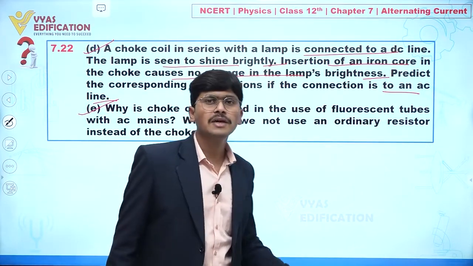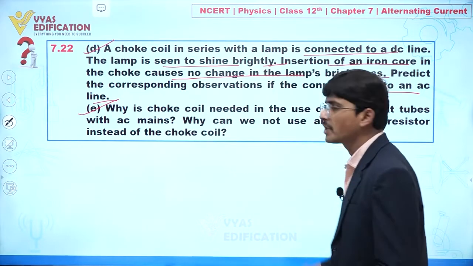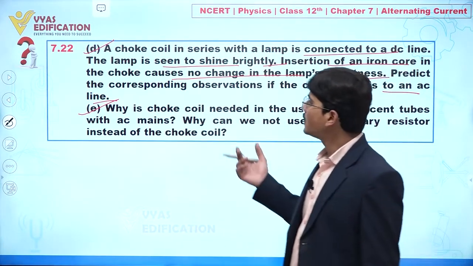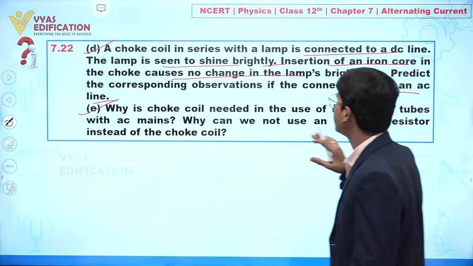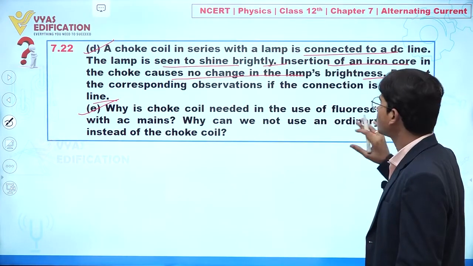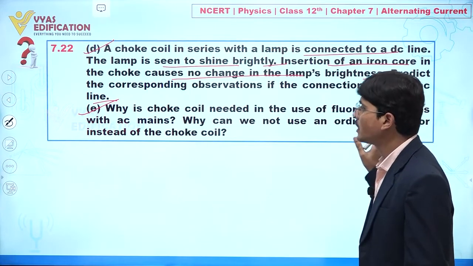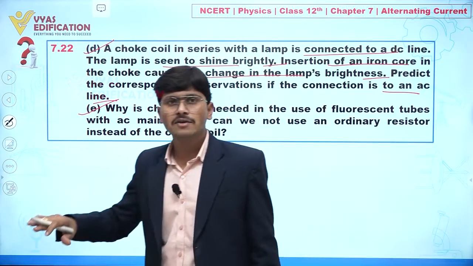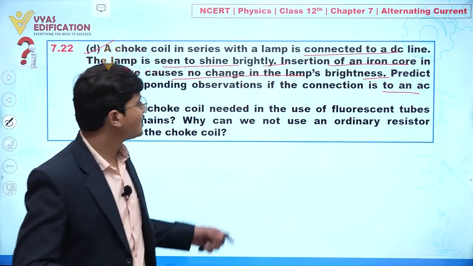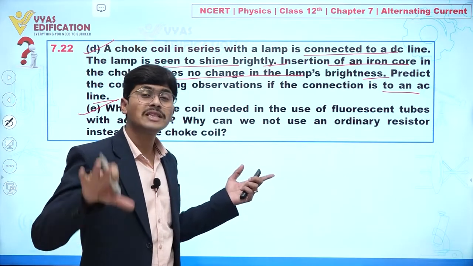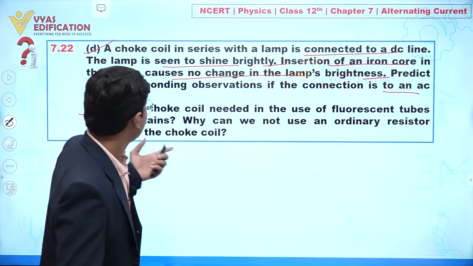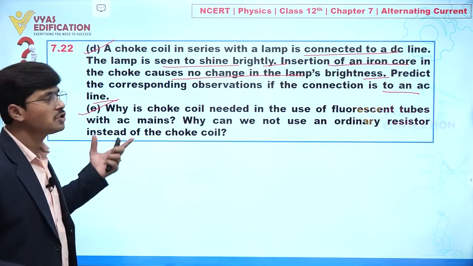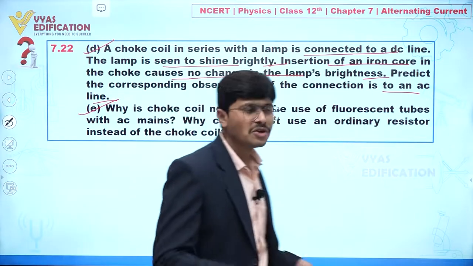But let's suppose we connect this choke coil, clear. Then there is some impedance across the choke coil, and some current flows in the fluorescent tube, clear. So that's why we use a choke coil with the AC supply, clear. But if we have a DC supply, yes or no, we do not use a choke coil, we use an ordinary resistor.